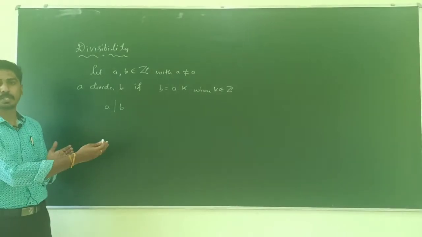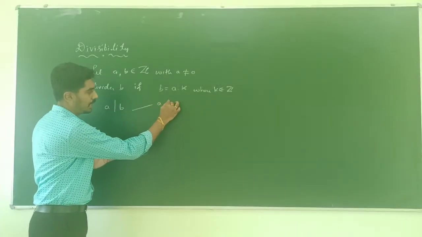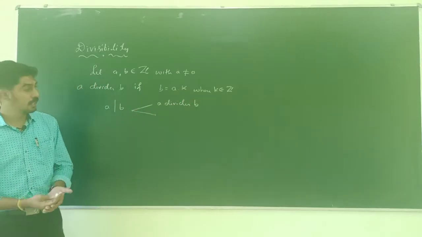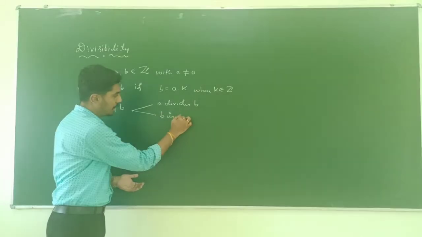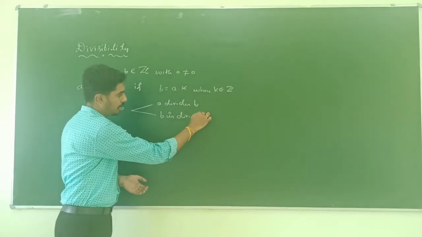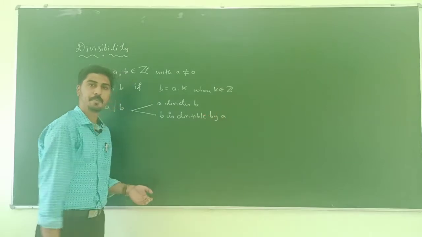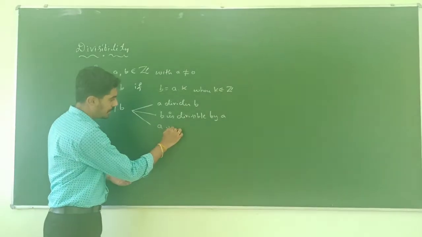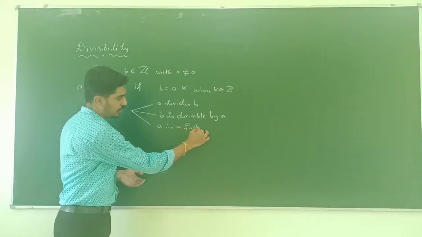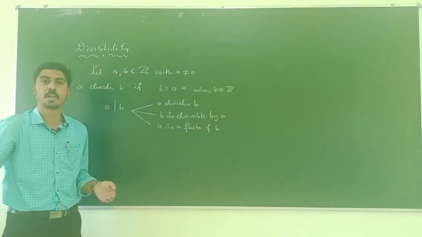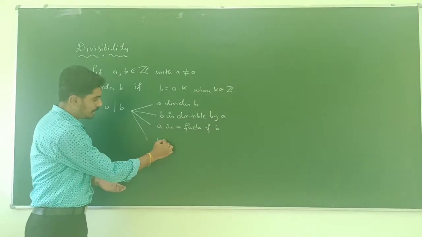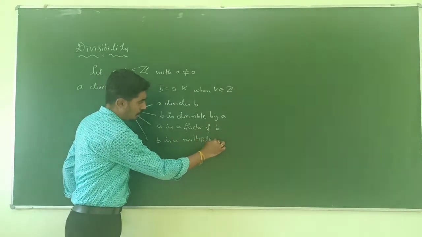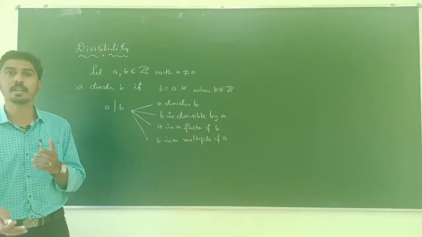So whenever a divides b, we say that a divides b, or b is divisible by a, or we can also say that a is a factor of b, or b is a multiple of a. So all are equivalent.